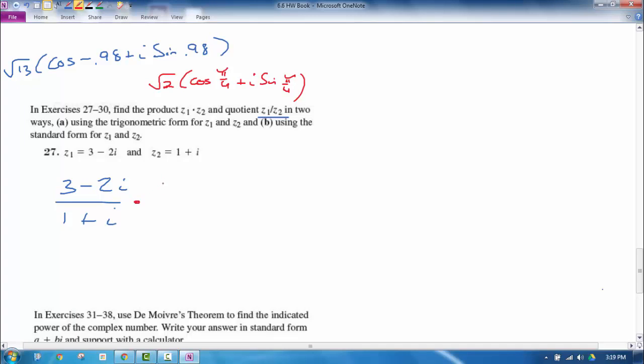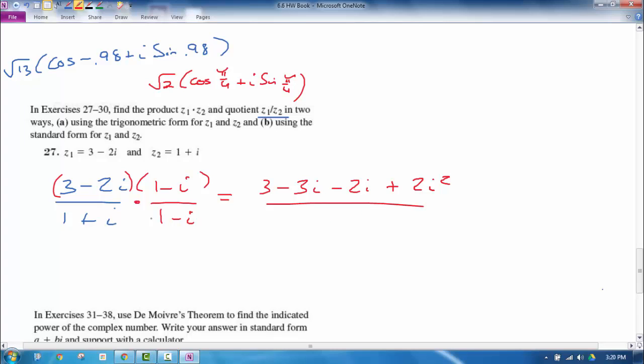Now I'm going to multiply both the top and the bottom by 1 minus i, because that doesn't change the number at all, and that helps me simplify. So if I do that, I'm going to FOIL the top, in which case I get 3 minus 3i minus 2i plus 2i squared, right here. The last one, last times last. And then I can simplify that, but first let me do the bottom.